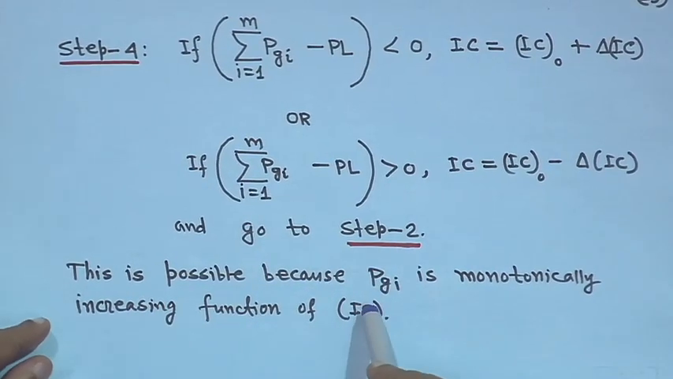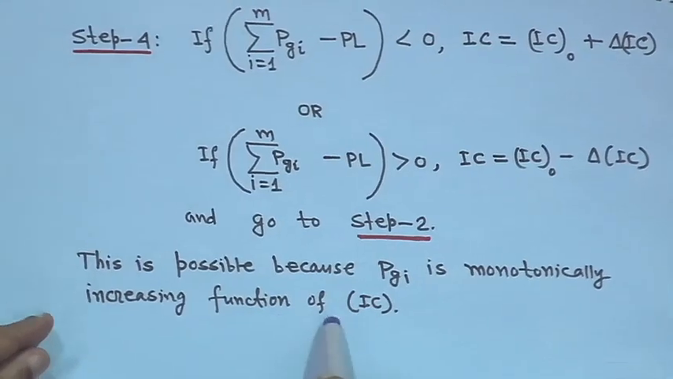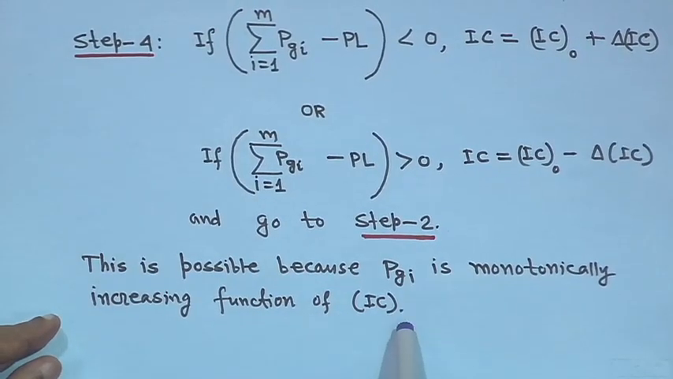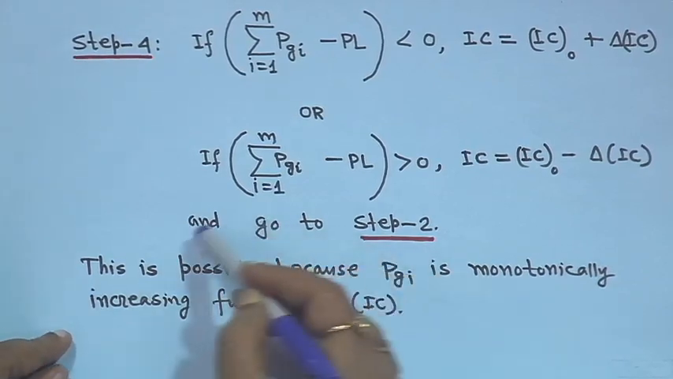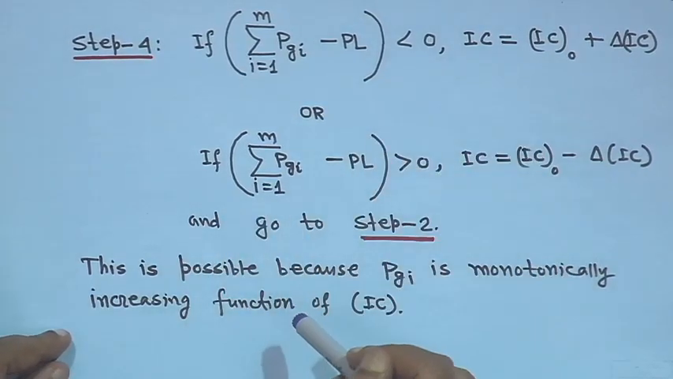This is possible because PGi is a monotonically increasing function of IC, right. So, we have seen in the previous one that with the increase in PG, the IC is increasing, right.